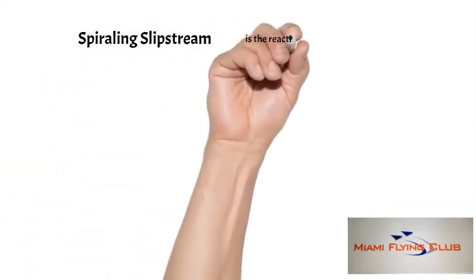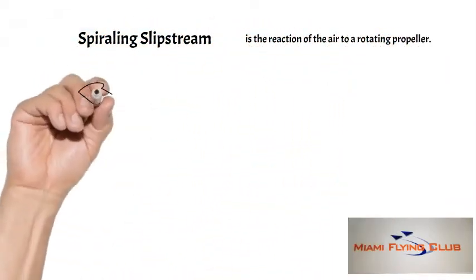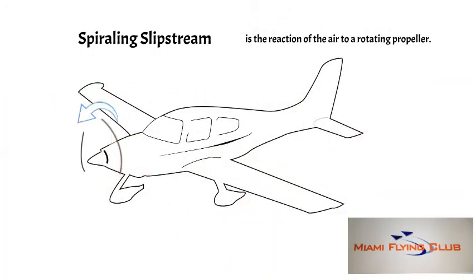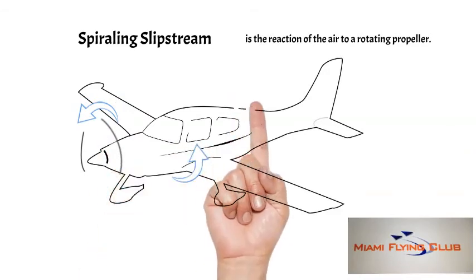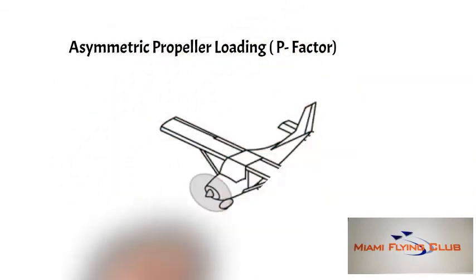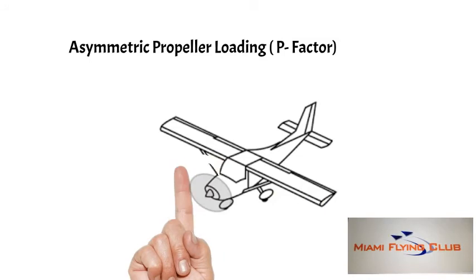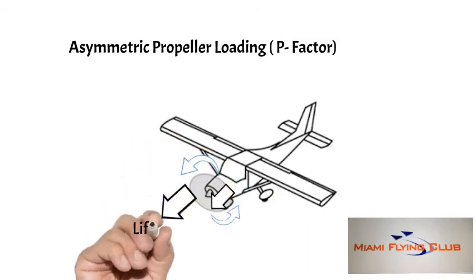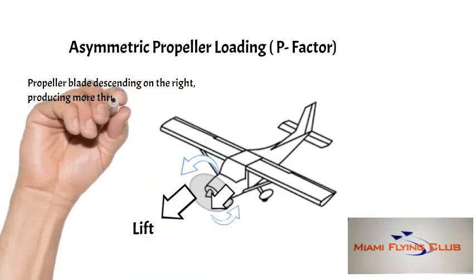The spiraling slipstream is the reaction of the air to a rotating propeller. This spiraling slipstream strikes the airplane's vertical stabilizer on the left side. This pushes the tail of the airplane to the right and the nose of the airplane to the left. Asymmetric propeller loading, called P-factor. P-factor is caused by the downward moving blade on the right side of the propeller having a higher angle of attack, a greater action and reaction, and therefore a higher thrust than the upward moving opposite blade.